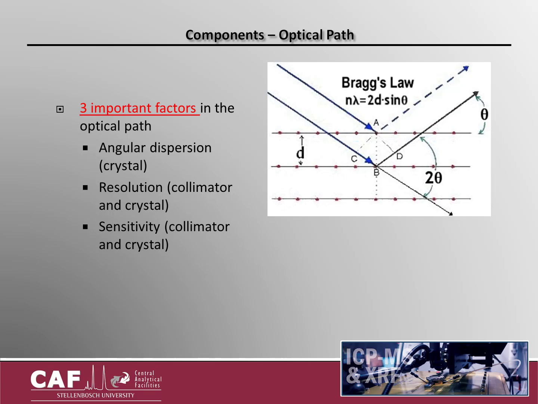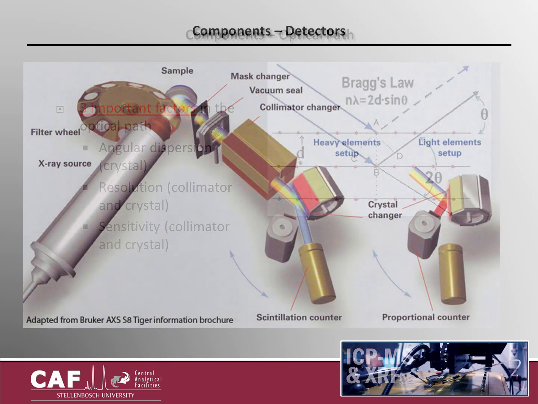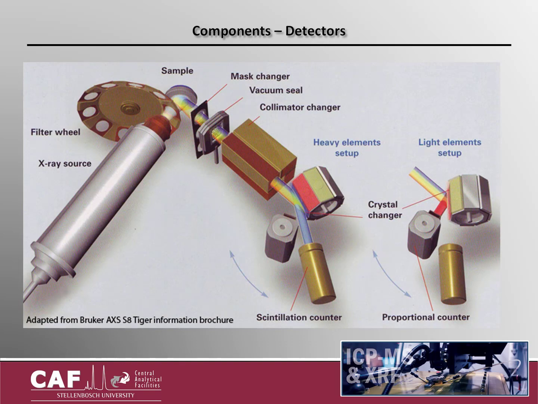Three factors play an important role in the intensity and dispersion of X-rays in the optical path. They are angular dispersion, resolution, and sensitivity. The angular dispersion depends on the type of analyzing crystal being used. The resolution depends on the spacing of the collimator slits, the choice of analyzing crystal, and the reflective properties of the crystal. The sensitivity, expressed as count rate per unit concentration, depends on the reflective efficiency of the crystal and the choice of collimator slit. It is important to remember that the sensitivity can be increased, but at the expense of the resolution and vice versa. The last component of the spectrometer to be discussed is the detector.